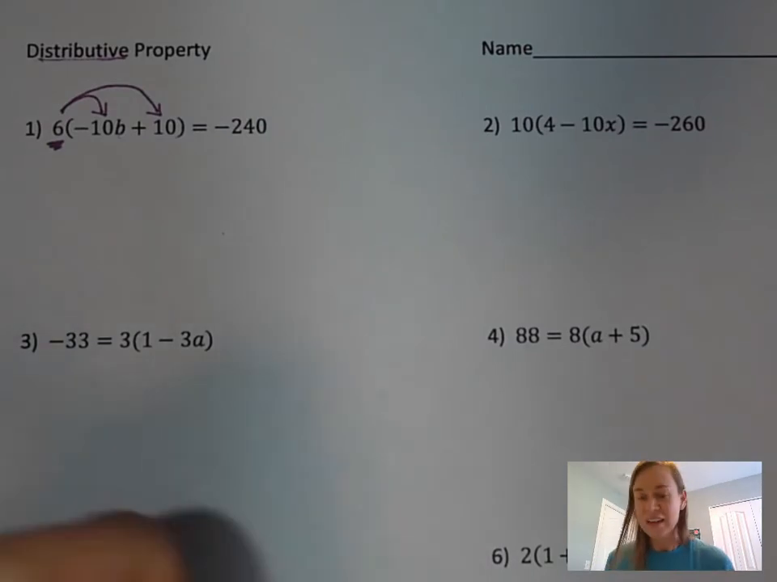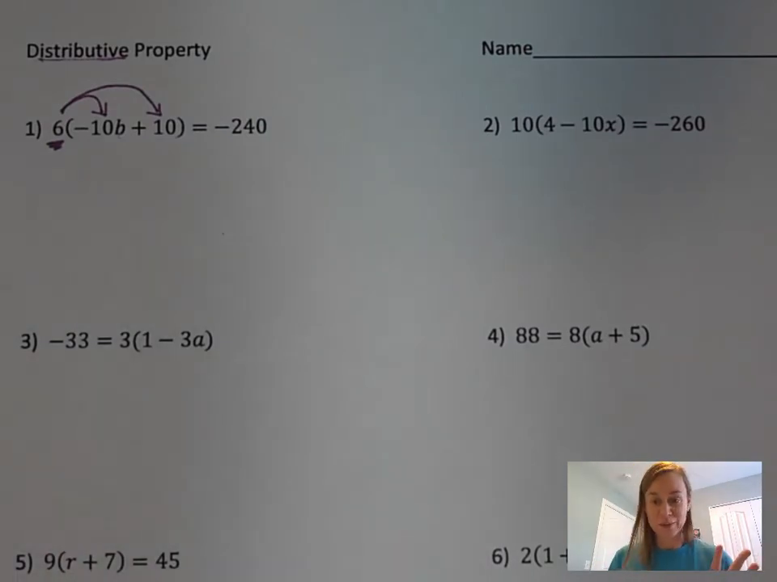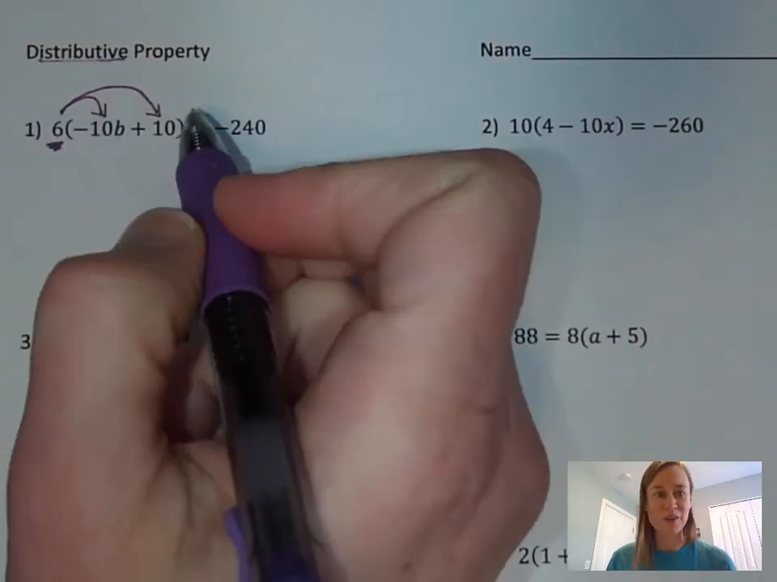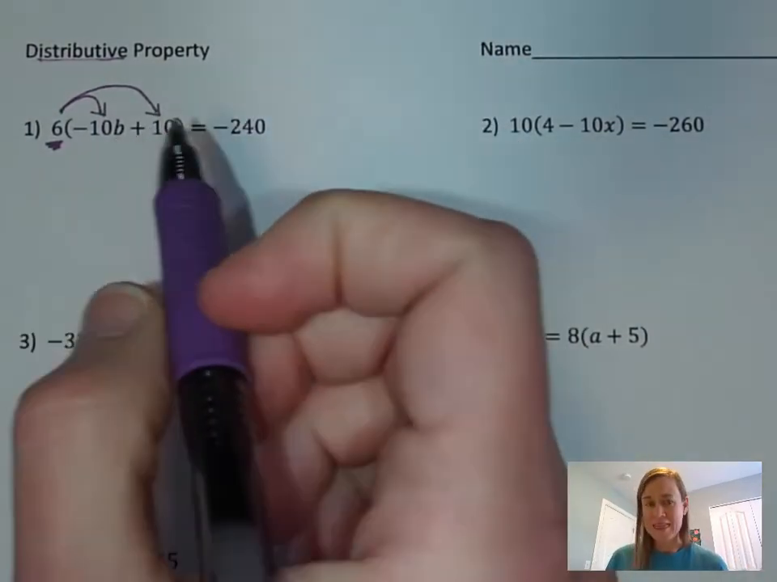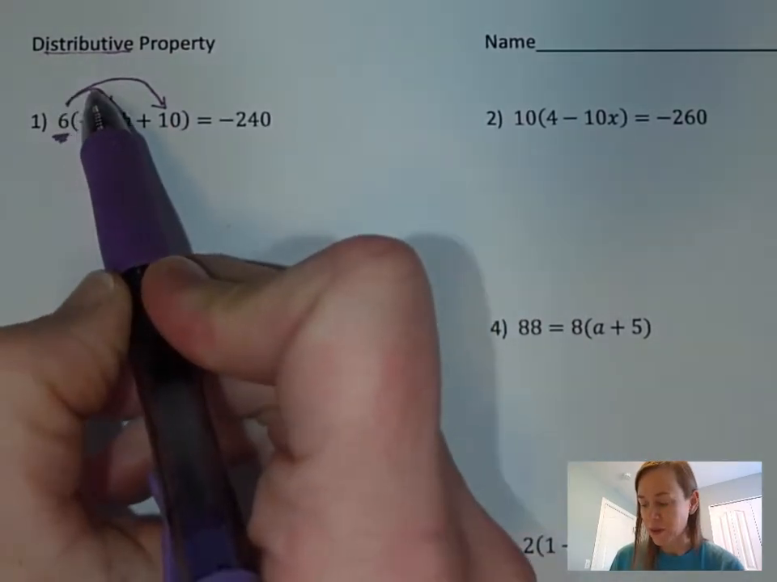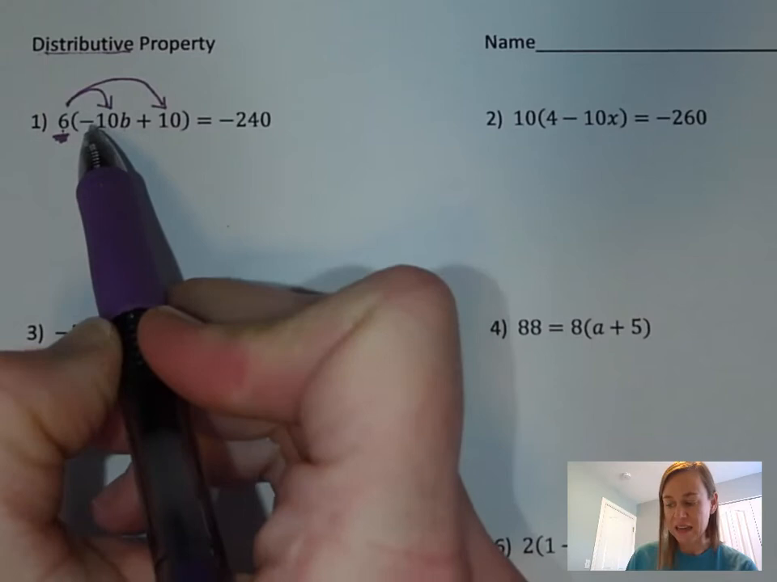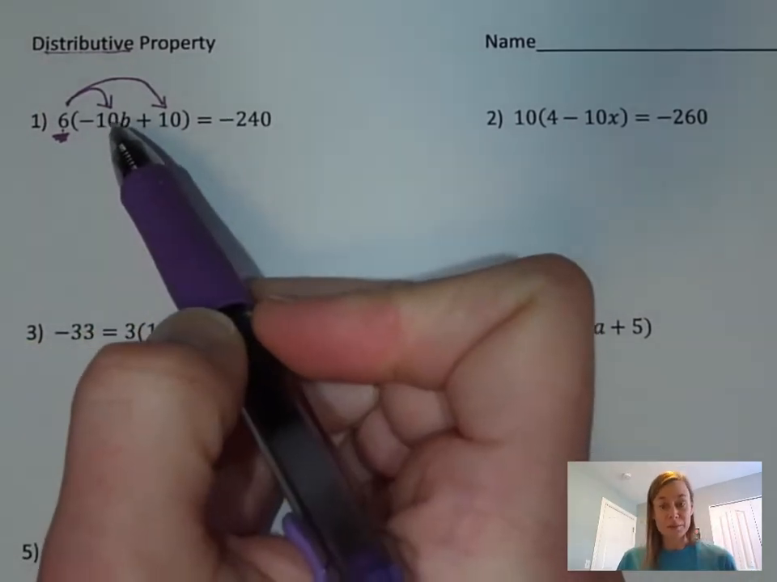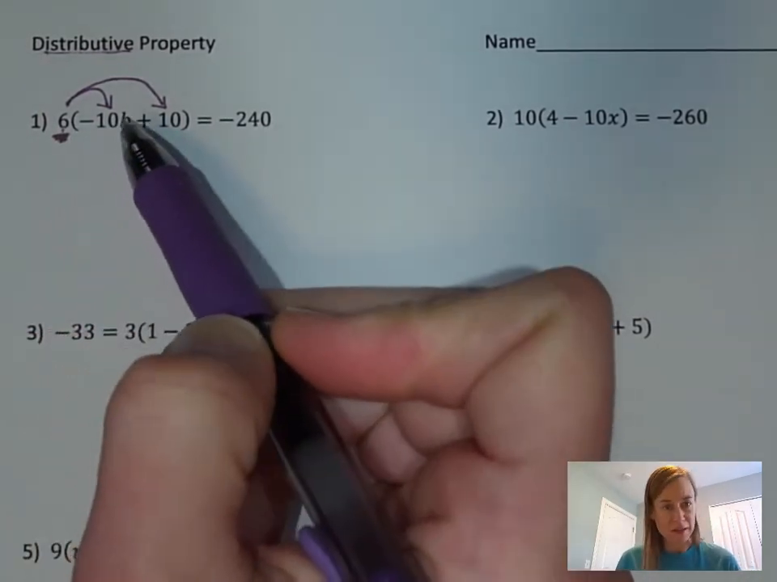Now, what do I mean by distribute it? That just means to multiply it. Here's how it works. Go ahead and draw your arrows first because they're super helpful, and then you're going to go to the next step, which is the multiplying. See where we drew our first arrow? It connects the 6 to the negative 10b. So that means we're going to multiply 6 times negative 10b.